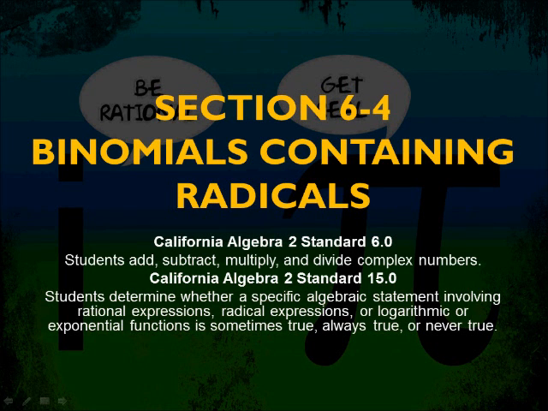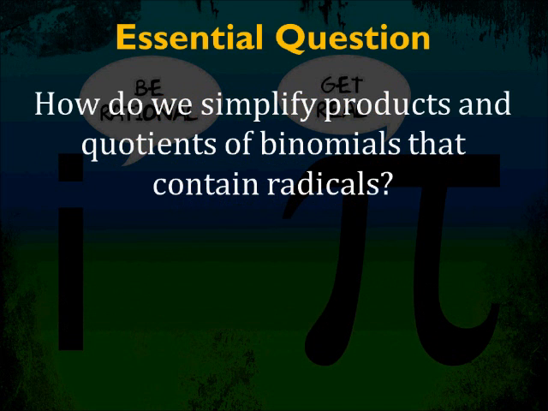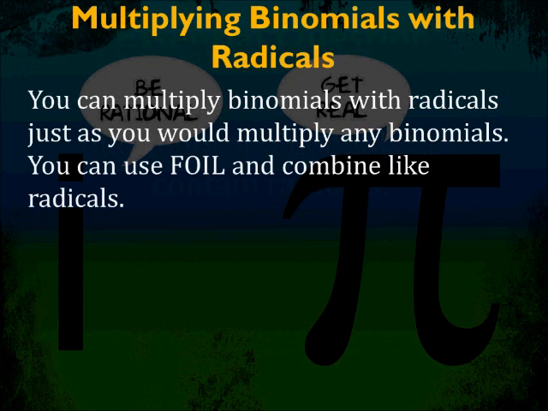Section 6.4, binomials containing radicals. So hopefully you have done the 6.3 homework or you're in the process of doing it. Today we're going to build upon that and deal with binomials with radicals in them and how to simplify them. So how do we simplify products and quotients of binomials that contain radicals?